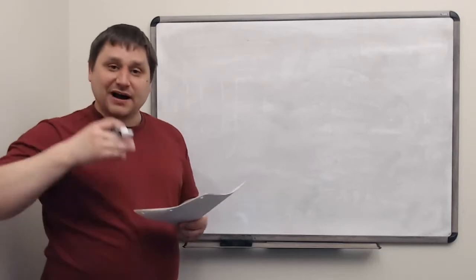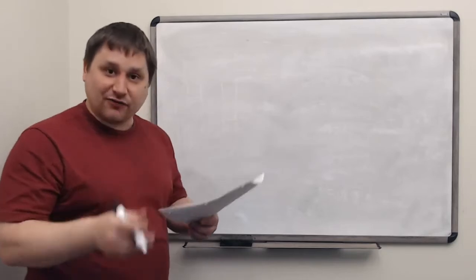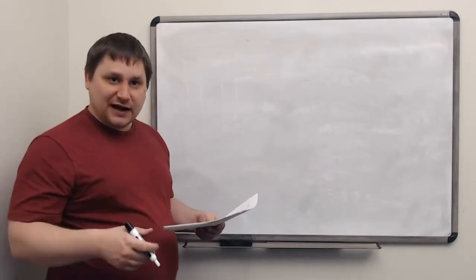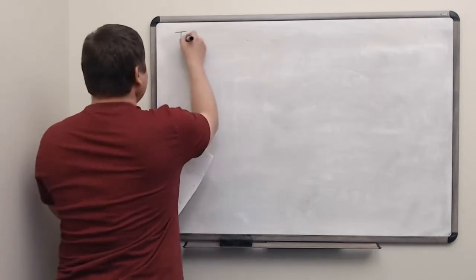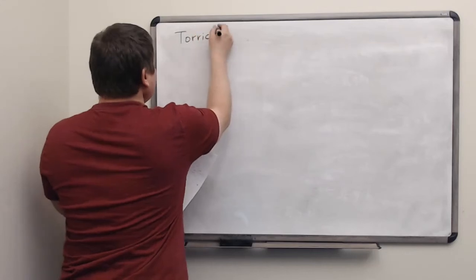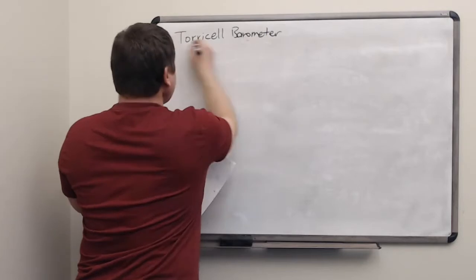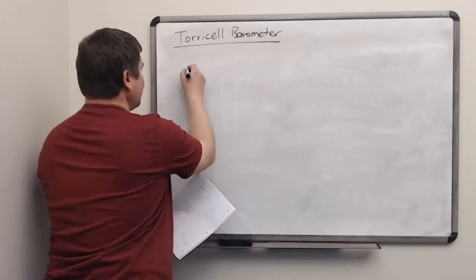Okay, a very clever modification of the manometer is called the barometer. This type of barometer was first invented by the Italian Torricelli, so we call it a Torricelli barometer. It's a barometer based on modifying a manometer.